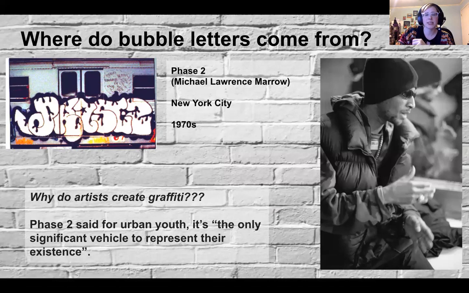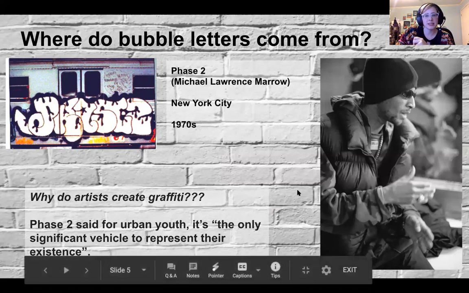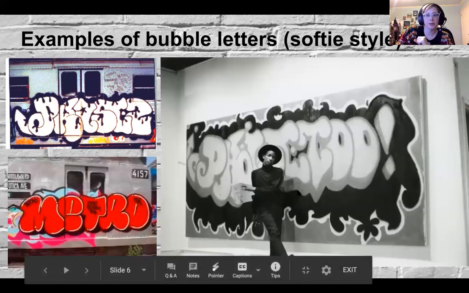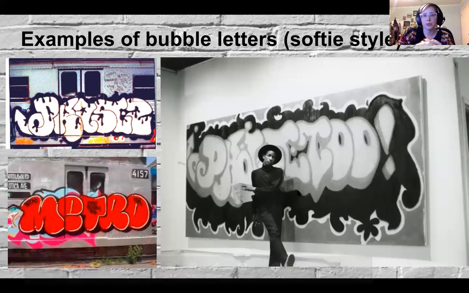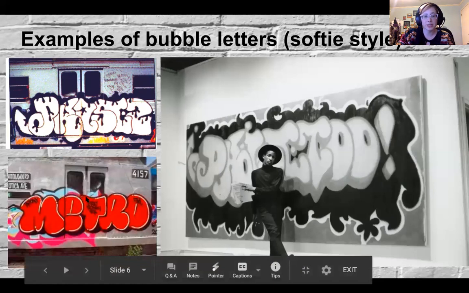Does that message resonate with you? The desire to be seen and heard? Here are some more examples of bubble letters, or also known as softie style, because they just look big and squishy. Phase 2 was so prominent, you can see here in this black and white photo that his work was actually featured in galleries in the 70s is where we start to see the acceptance of graffiti art, although still a lot of just illegal examples as well.